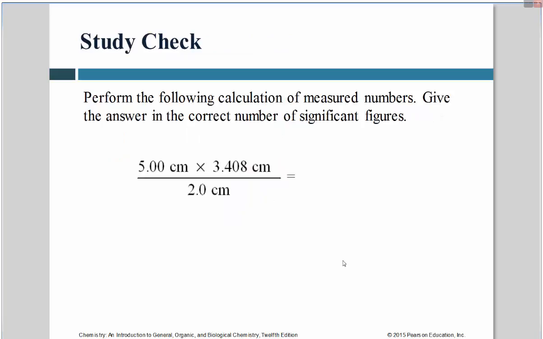Let's try another one. So we have 3 significant figures here. We have 4 here. We have 2 here. Just a refresher, those zeros do count because of the decimal. This 0 does count because of the decimal. So here we have a total of 2 significant figures, that's the one we're going to go for, because that's the one with the least. So here's what we get when we put it into our calculator. We need 2 significant figures, so that brings us 8.5 centimeters.